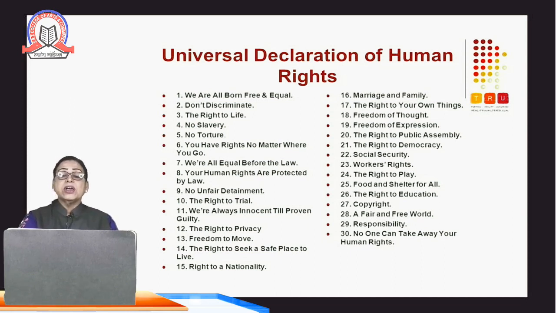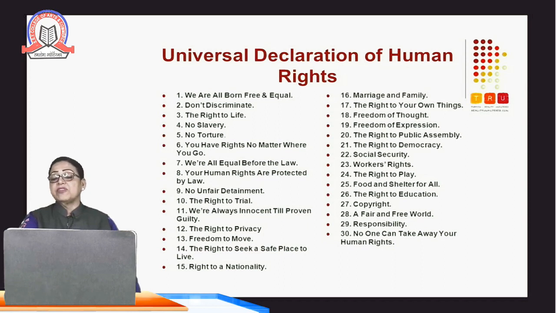Copyright. Here copyright refers to the right of the producer, or intellectual property rights. Those who are creating certain things have the right to protect those designs, those patents. Nobody has the right to copy those. They may be prosecuted if they do not follow the rule.